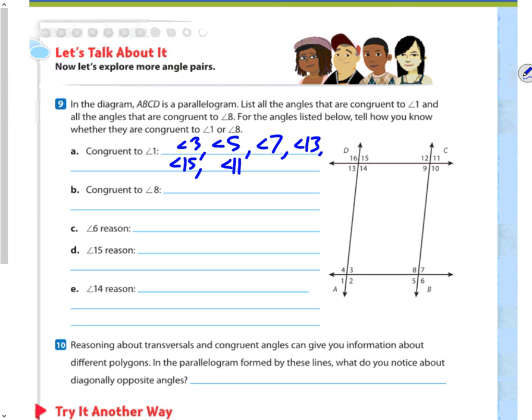So angle 15, we said 6, 15, and 14. 15 is congruent to 1. And that one we said they're alternate exterior angles.